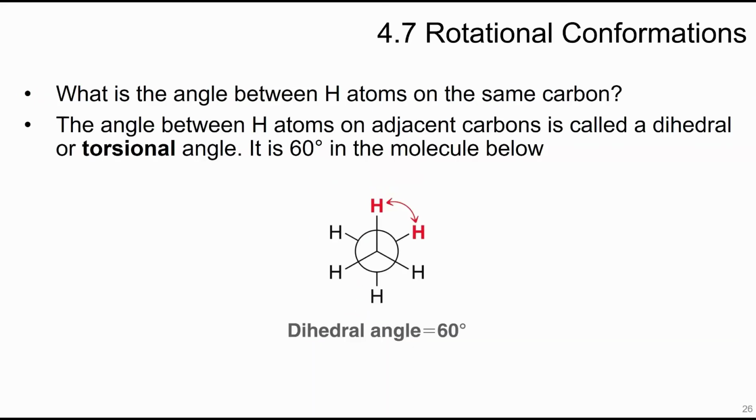So what is the angle between hydrogen atoms on the same carbon? On the same carbon, this is the 109.5. But between the hydrogen on the front carbon and the back carbon, that is 60 degrees. That's also called a dihedral or torsional angle.